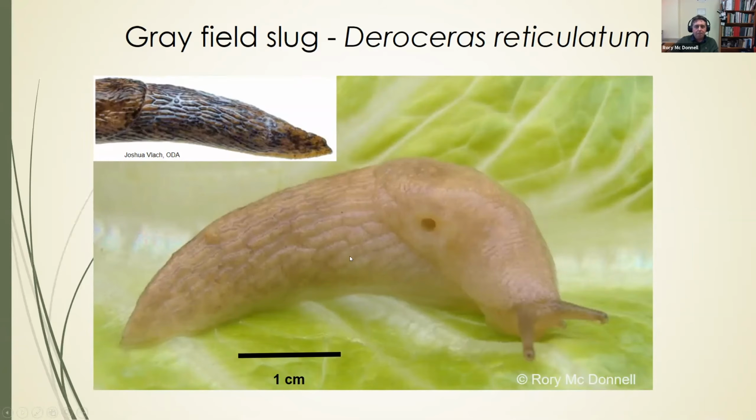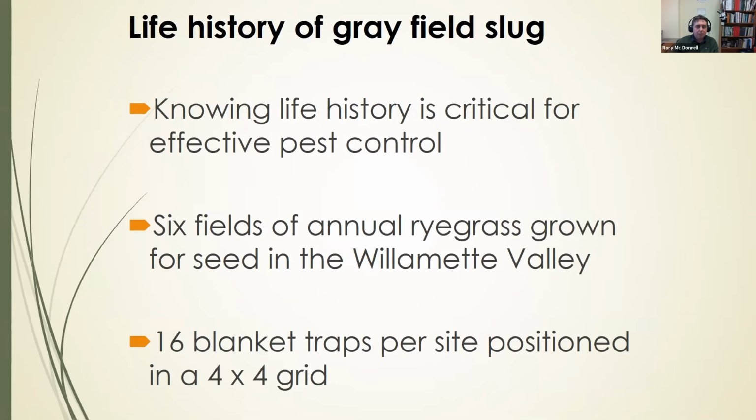So because this species is one of the most damaging slugs we've got on the West Coast, particularly here in Oregon and in Washington, one of the things that my team and I have been trying to do over the past couple of years is to try and understand the life cycle or the life history of this species. Because in order for us to effectively manage any pest, we've got to know as much as we can about its biology. That's absolutely crucial.